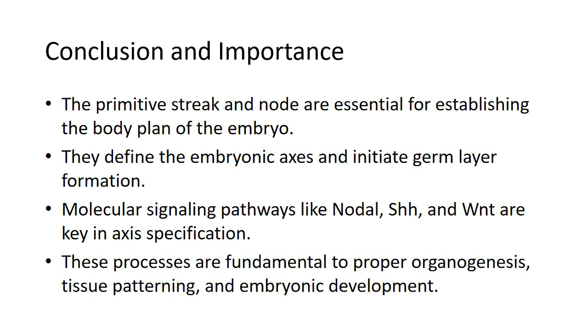Sixth, conclusion. The primitive streak and node play indispensable roles in establishing the embryonic axis, forming the germ layers, and initiating the processes of cell differentiation and morphogenesis. These structures set the foundation for the development of the body's complex organization, including the nervous system, musculoskeletal system, and internal organs, by regulating signaling pathways such as nodal, SHH, and WNT.